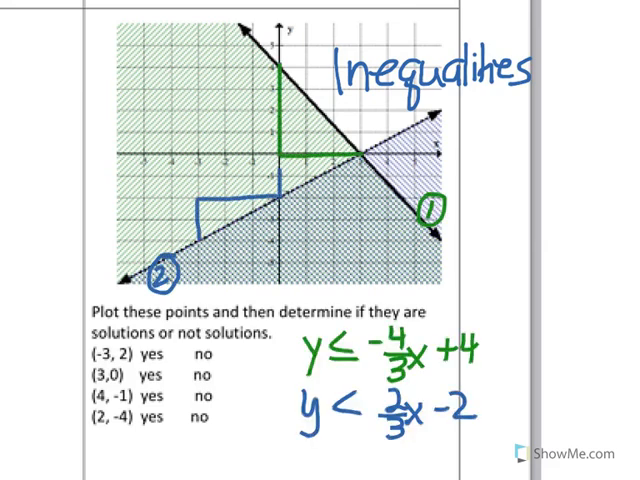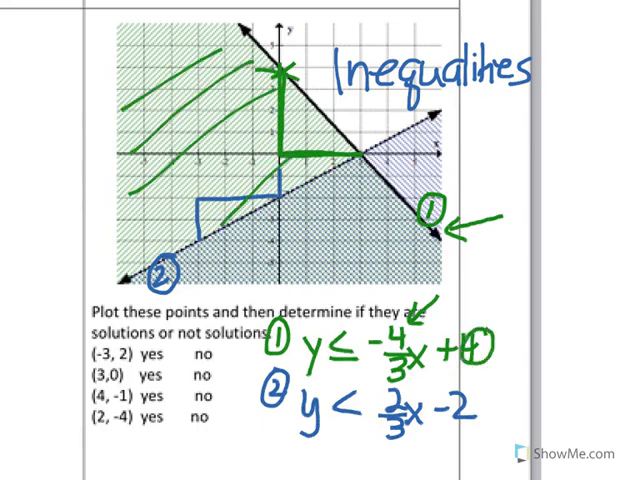Okay, so I have mine labeled. I did this solid line is line number 1, and the dotted line is line number 2. So there's 3 things you have to look for. First is the slope. So on this solid line, we have a slope of -4/3. There's my slope. The y-intercept is 4, and then we can see that this line is shaded below the line, so it's less than, and it's a solid line, so less than or equal to.